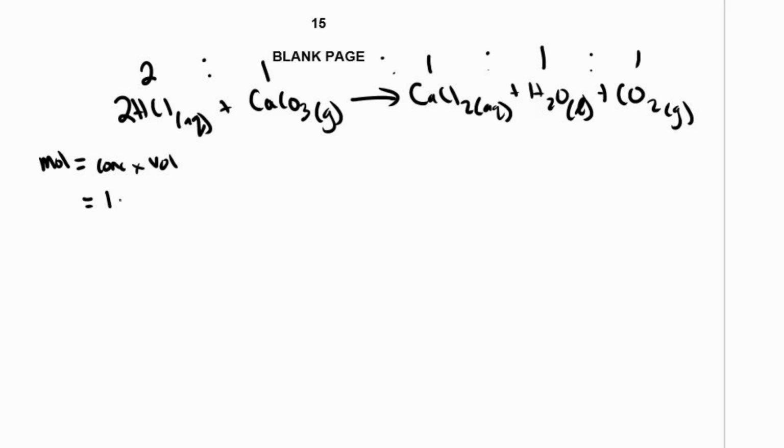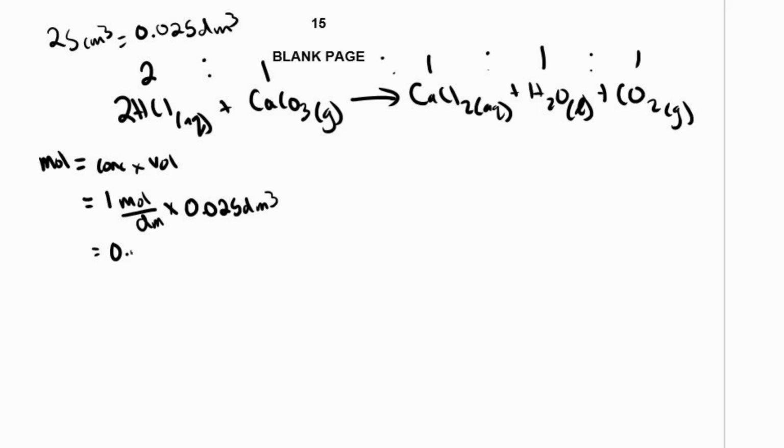So we have 1.00 mole per decimeter cubed, times 25 centimeters cubed. 25 centimeters cubed equals 0.025 decimeters cubed, because obviously you have to work in the same units. You divide by 1,000. So the answer is 0.025 moles. So you have 0.025 moles of hydrochloric acid.